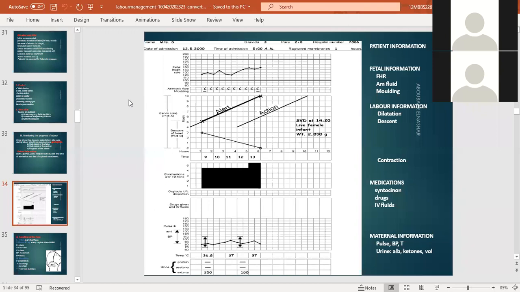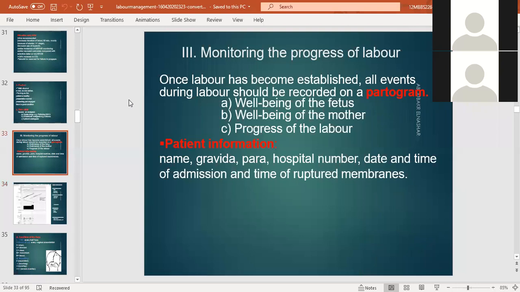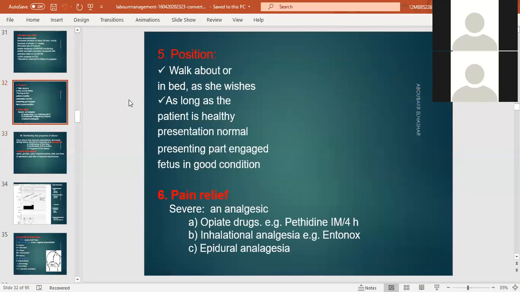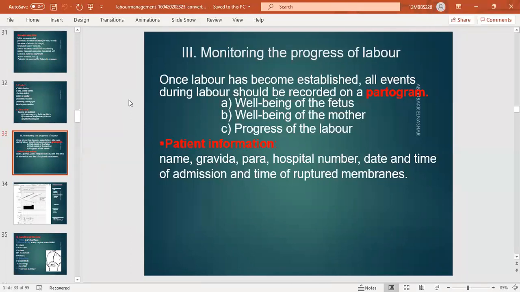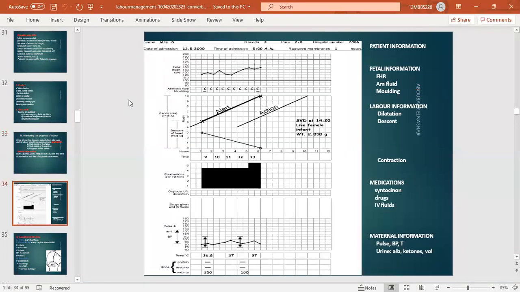This is a graph which shows you that there is a monitoring of the fetus, assessment of the fetal well-being, the well-being of the mother, and progress of the labor. So on the top there is the patient's information. That is, what is the patient's name, what is her gravidity, what is the parity, what is the hospital number, when she has been admitted, what was the time, and whether the membrane was ruptured or not.